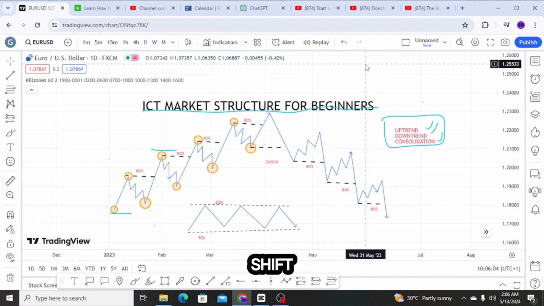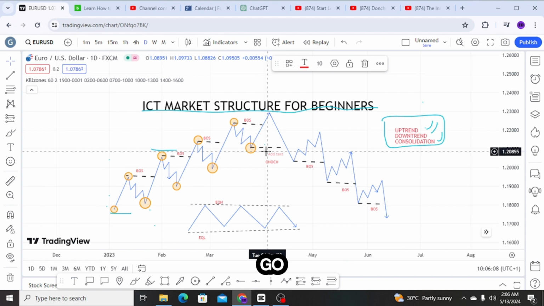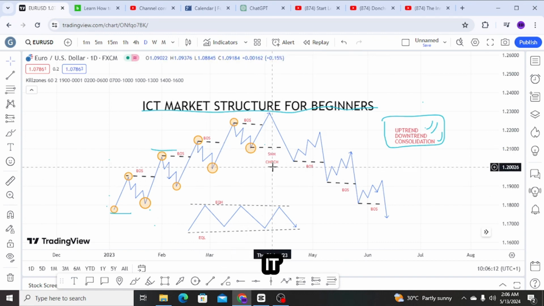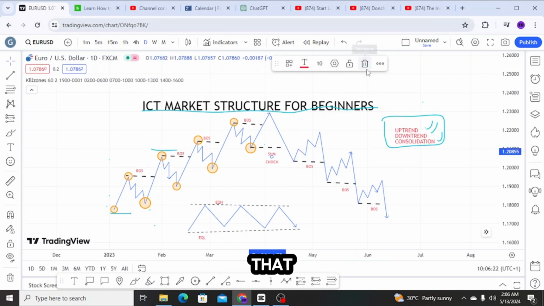So you call it shift in market structure, or change of character. Any of the two will go. That is shift in market structure. So that's what it means. The only thing that makes it a shift in market structure is that it has taken out the higher low, right? The higher low.